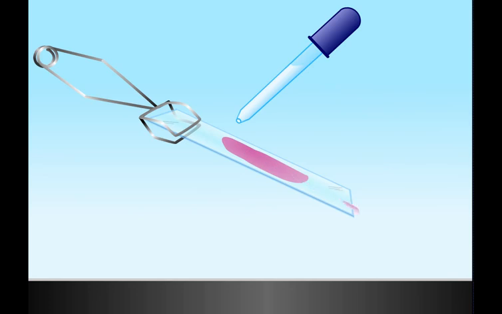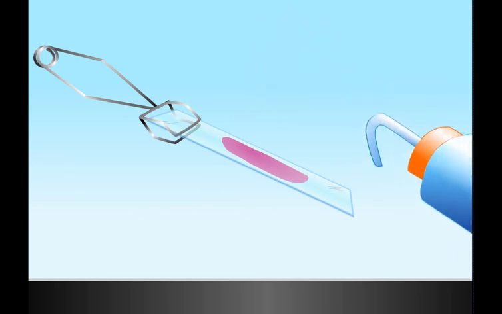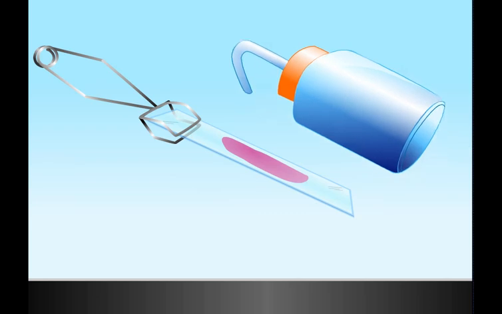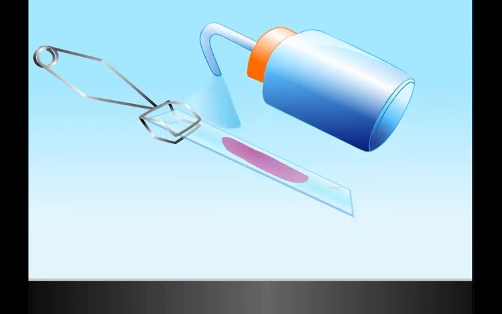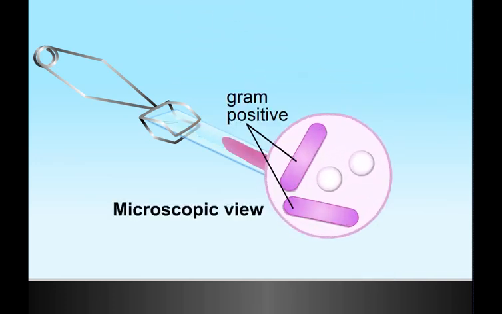The ethanol or acetone should be added drop-wise, with the slide tilted at an angle until the drop coming off the edge of the slide just starts to become colorless. Even gram-positive cells can lose the crystal violet-iodine complex during prolonged excessive decoloration. Excess ethanol is then washed off with water. When viewed under the microscope, gram-positive cells appear purple and gram-negative cells are colorless.